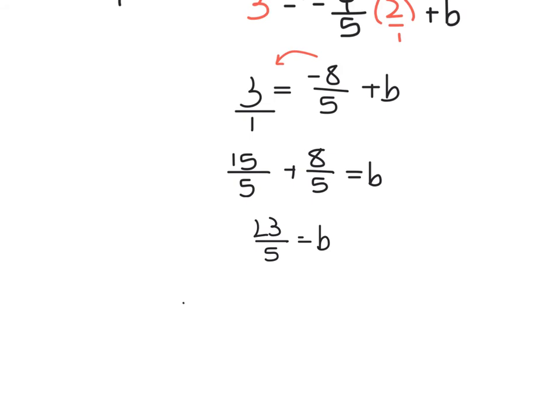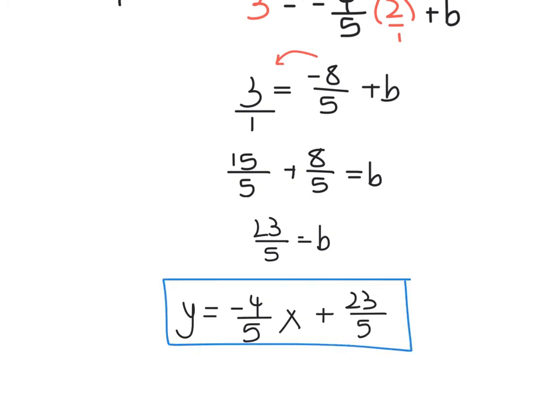So our slope was negative 4 over 5. Our y-intercept is positive 23 over 5. And there's the equation of my perpendicular bisector. It's not very pretty, but that's okay. Okay, if you have any questions about it, just review the steps and understand the name.